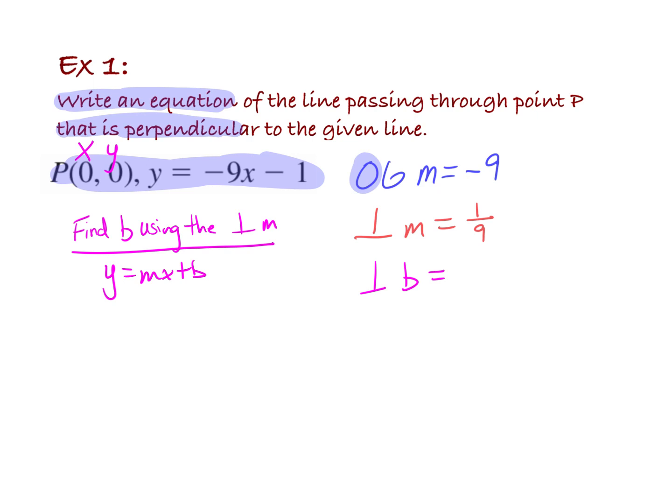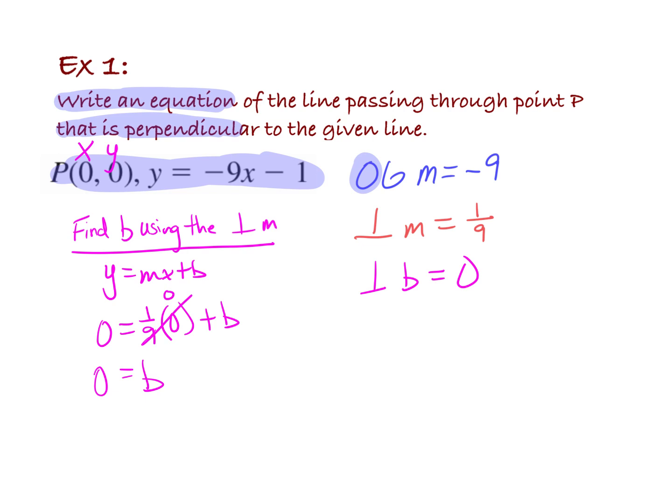So, Angel, what's my y that I'm going to plug in here? 0. Chris, what's the m I'm going to plug in? 1 over 9, because we're going to use the perpendicular one. And then Mateo, what's the x we're going to plug in? 0. And then plus b. All right, then we just got to solve it for b. So I'm going to bring the 0 down the left side. Class, 1/9 times 0? 0. Remember, anything times 0 is just 0. So b just ends up equaling 0.